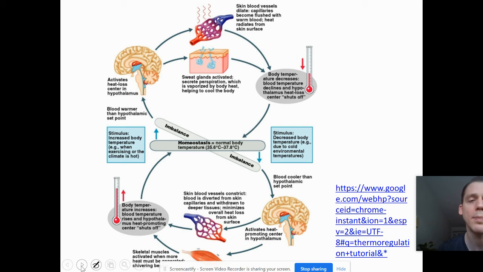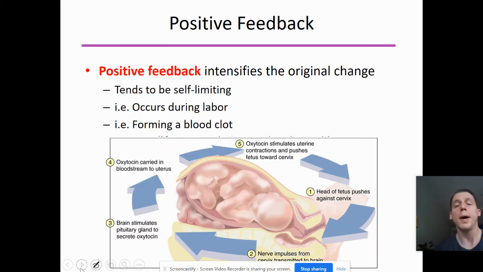Here we see it happening, that the body temperature has decreased, and therefore it is going to cause a series of events involving your hypothalamus, which cause you to shiver, which will make your body temperature go back up. Positive feedback intensifies the original change. Positive feedback is typically self-limiting. It's not going to go on forever.